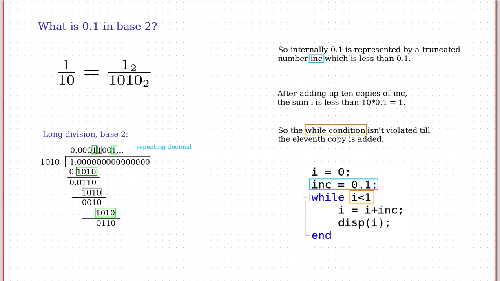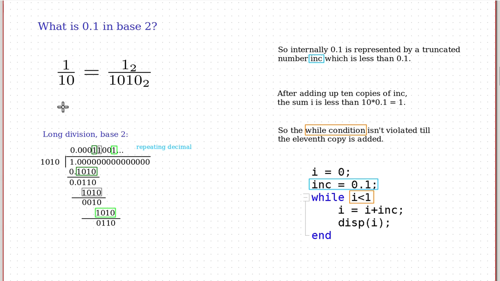So in the particular case of the while loop we were looking at, the problem is the base 2 representation of the increment 0.1, right? So that's the problem. So let's see what is the base 2 representation of 0.1 or 1/10, right?